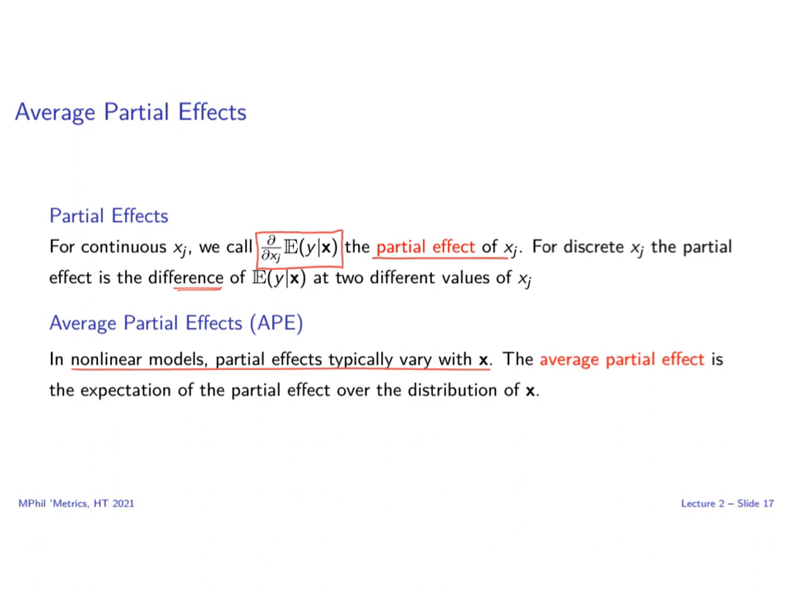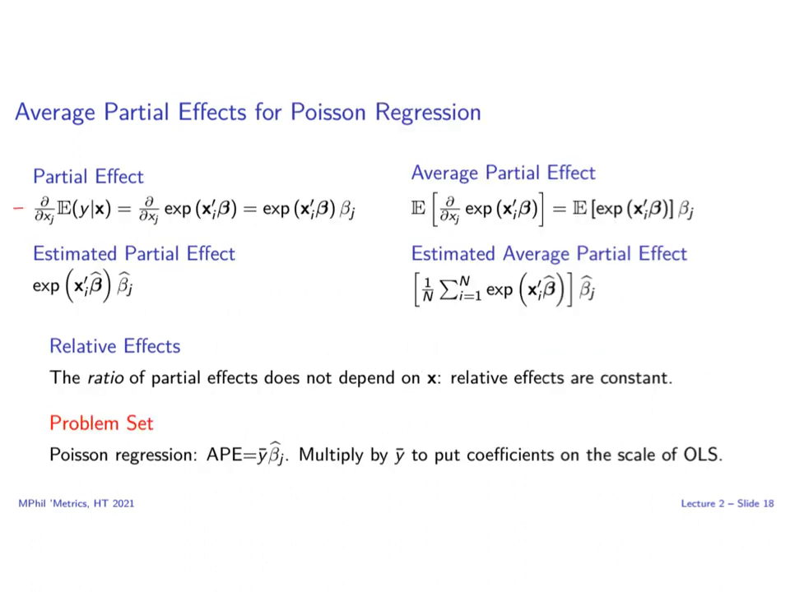Let's apply these definitions to the conditional mean model that we've been using for Poisson regression, namely the expectation of y given x equals e to the x prime beta. We calculate the partial effect by differentiating and find that it's equal to e to the x prime beta times beta j. Notice that this partial effect varies depending on the value of x at which we evaluate it.